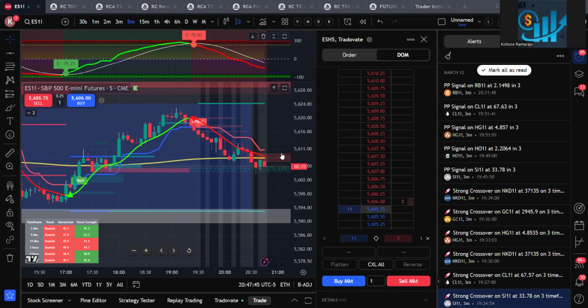So generally I start trading around 9 to 9:30. If the market is looking choppy, I'll wait until 9:30. Otherwise, generally, if the market is looking good, I'll start around 9 Central.